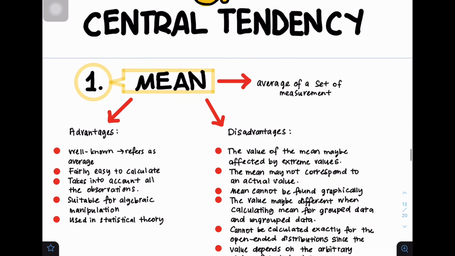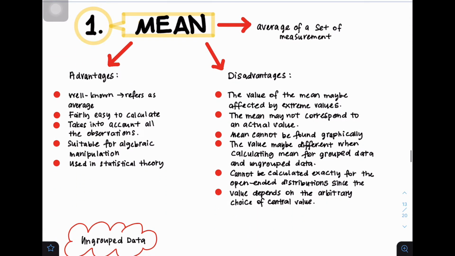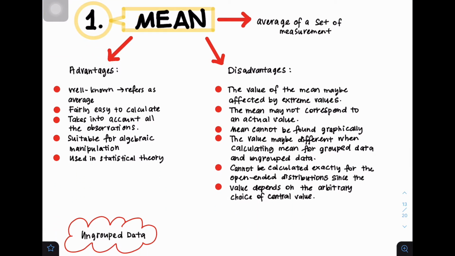So the first measurement is mean. Okay, so mean ini adalah average of a set of measurement. Maksudnya adalah purata keseluruhan data yang kita ada. So tak kisahlah dia adalah data group ataupun ungroup data. So kita nak cari purata data yang kita ada.